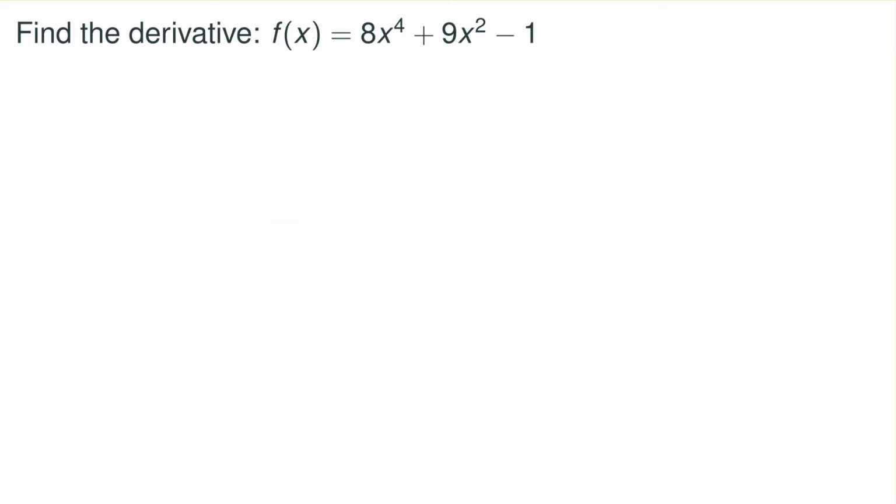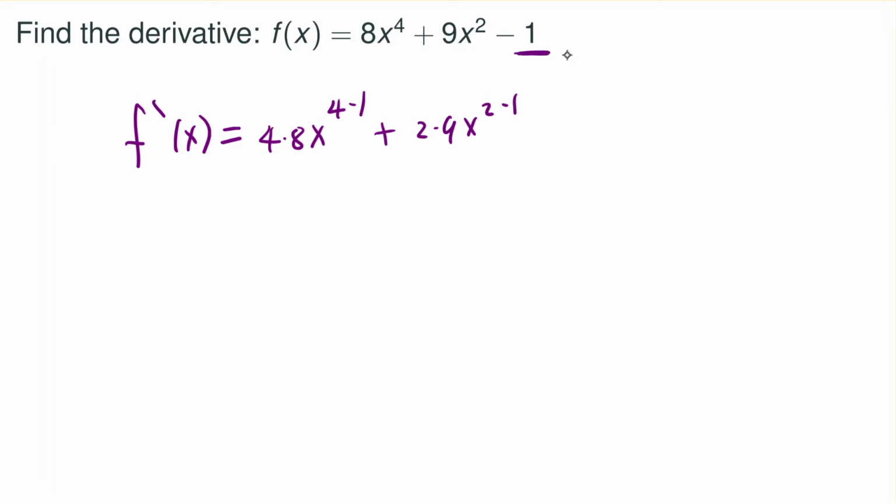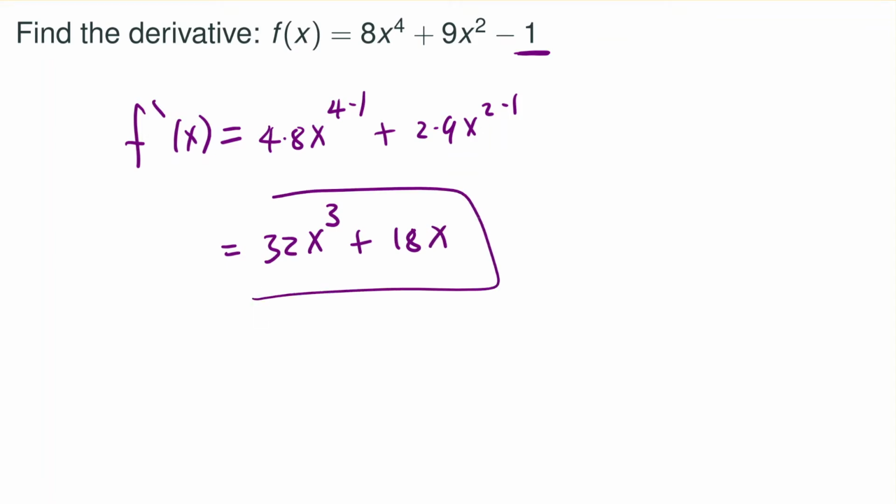Find the derivative of 8x to the 4th plus 9x squared minus 1. So here we just use the power rule. So I do 4 times 8, x to the 4 minus 1, plus 2 times 9, x to the 2 minus 1. And the derivative of 1, the derivative of any constant, is just 0, so we don't need to write anything there. If we simplify, we get 32 x to the 3rd power plus 18 x to the 1 power. So this is the derivative of the function f of x.